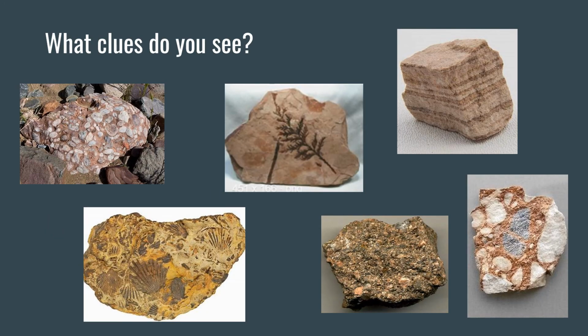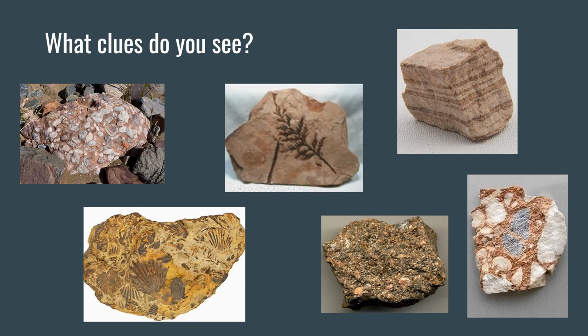So let's look. What clues do you see? When you're looking at these sedimentary rocks, what helps you determine that it's sedimentary? So look at the one in the top middle and the bottom left. They both have something really special that sedimentary rocks have. They have fossils. In the upper right, you'll see a rock that has very distinctive layers. So we know that it has layers. These are our two special features.